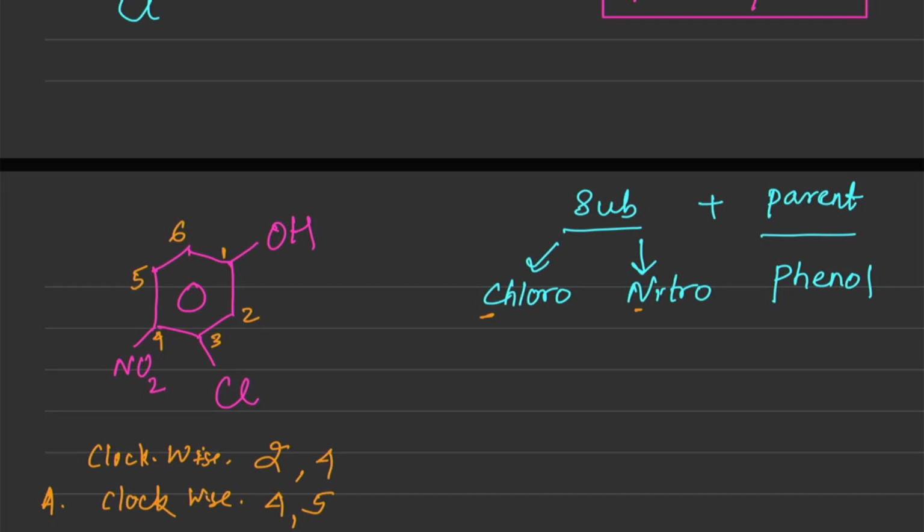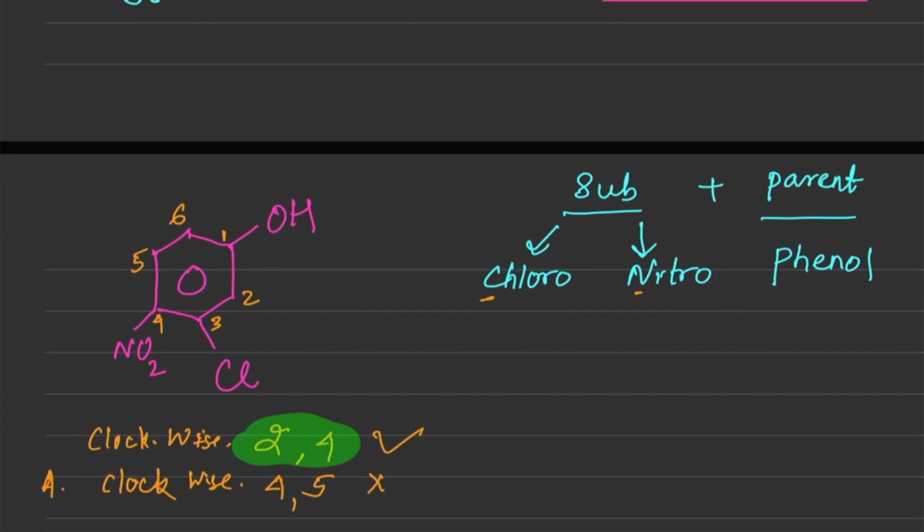So pick the lowest of all. In this case, the lowest number is 3 versus 4, and the other is 4 versus 5. Then the lowest of these two is the first. So you go with these particular numbers. So the correct answer is this one, not the one at the bottom. Based on this convention, our chloro location is 3, nitro location is 4. So let's combine all of them: 3-chloro, 4-nitro, phenol.